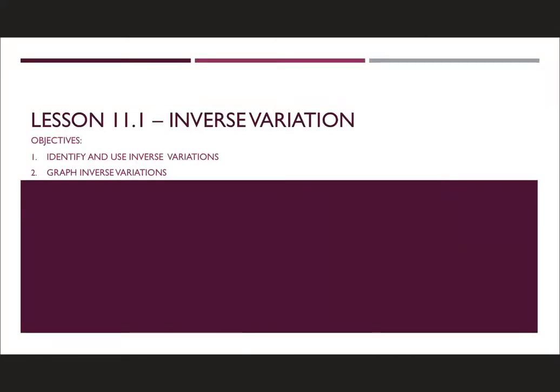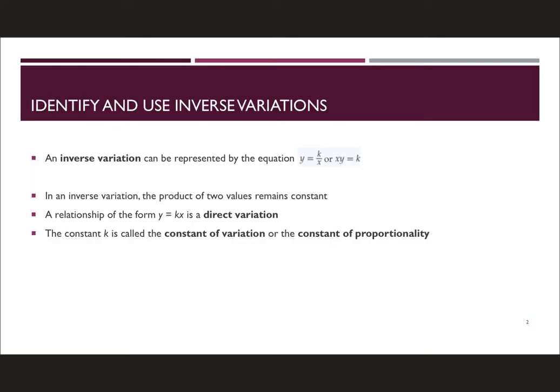Welcome back, everyone. Today we are going to start chapter 11, and we're going to start off with inverse variations. An inverse variation is a type of relationship between variables, and we'll get into how it relates to something we've seen before, which is direct variation.